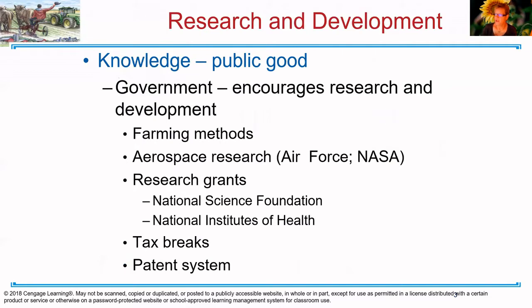So knowledge is what we call a public good. And in a public good, what we mean is we can't prevent anyone from getting it, so it's non-excludable. And we also can provide one person education without taking away from someone else. So we call that in economics non-rival. So the two factors are non-excludable and non-rival.